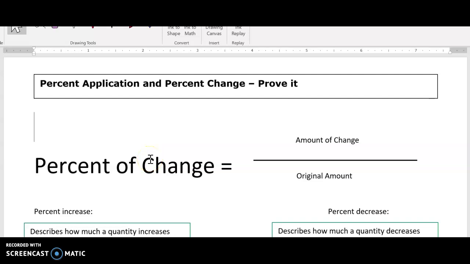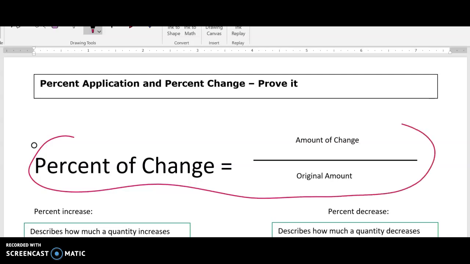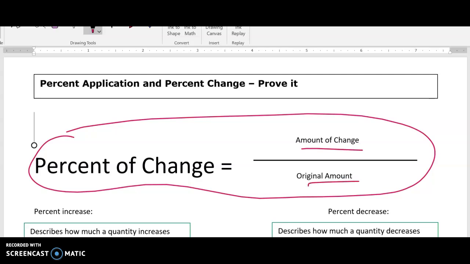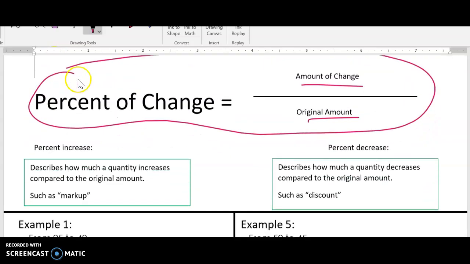In the last lesson, we did percent application problems. Now we're going to do some percent application problems and percent change problems. This is the formula that we are going to pay attention to: the percent of change is the amount of change over the original amount. Okay, and these are shopping questions.